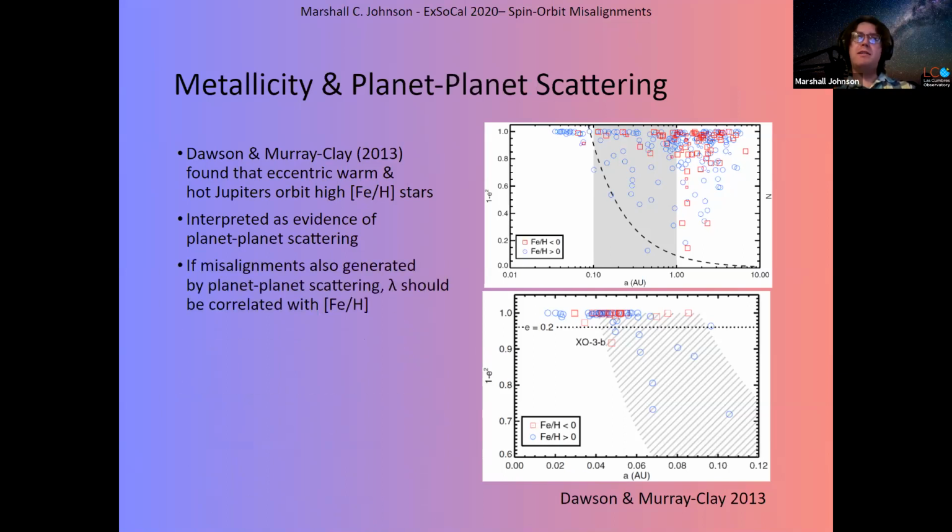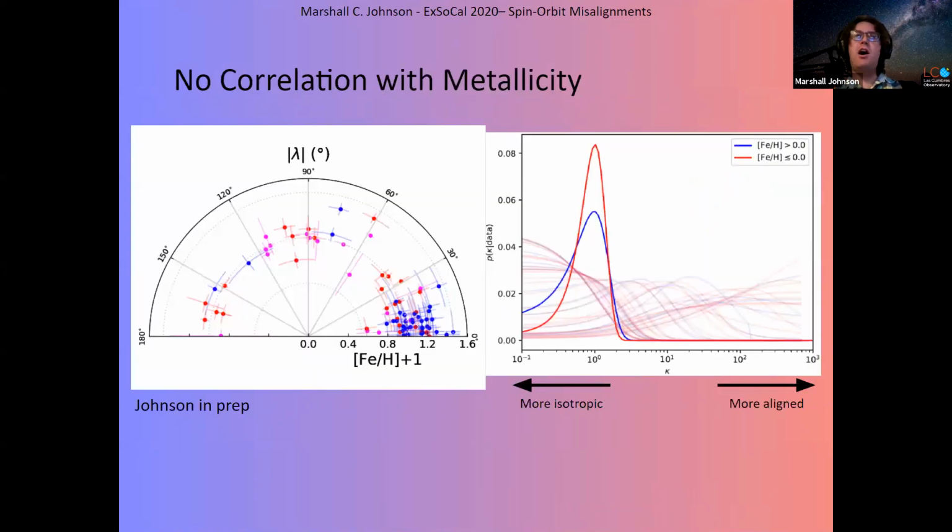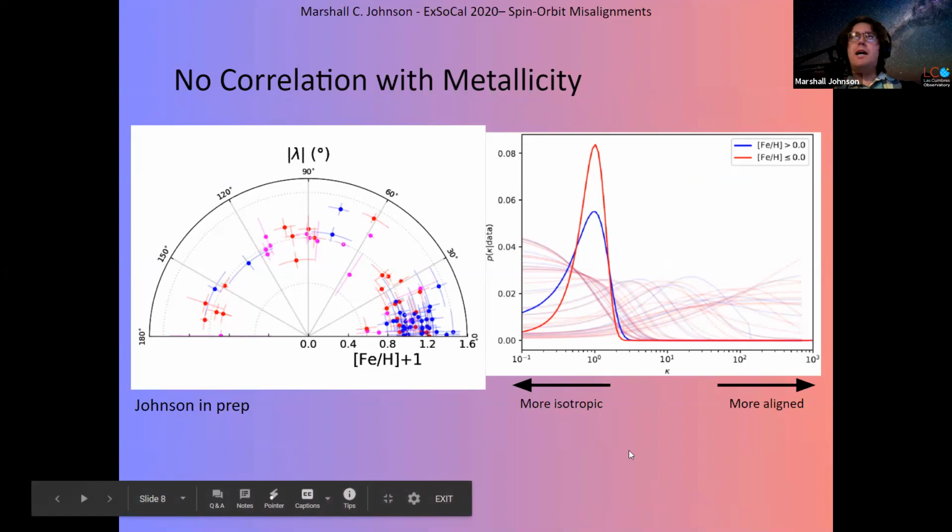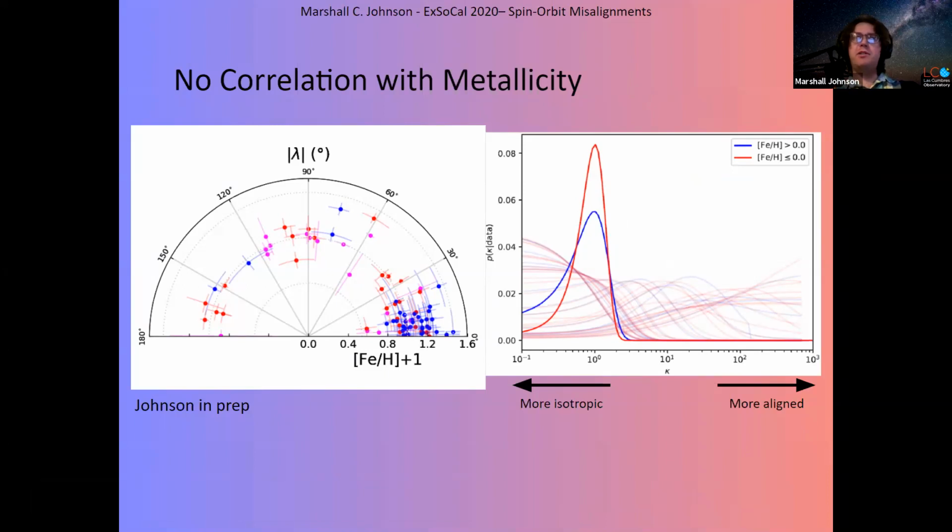And if these spin-orbit misalignments are also generated by planet-planet scattering, you might expect a correlation between the spin-orbit misalignments and the metallicity. However, this is not the case. When I split the sample of the hot and early F stars that have a lot of misaligned planets on the metallicity, the high and low metallicity stars have basically statistically indistinguishable distributions of misalignments, and so, at least within this picture, this disfavors planet scattering as the cause of these misaligned orbits.